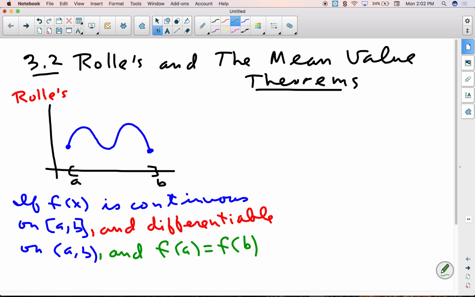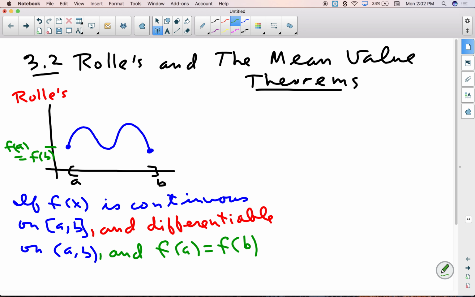Really, the first two conditions can be rolled into one condition. Remember that the only reason we say continuous on the closed and differentiable on the open is because we technically are not differentiable at the endpoints. But if I've got something like this picture illustrates, notice that it's not only continuous, but it's smooth everywhere. Differentiability should associate with smoothness. And not only that, but f of a equals f of b.